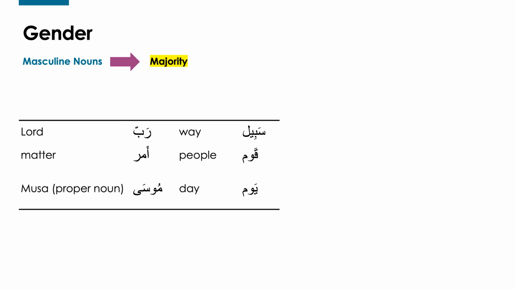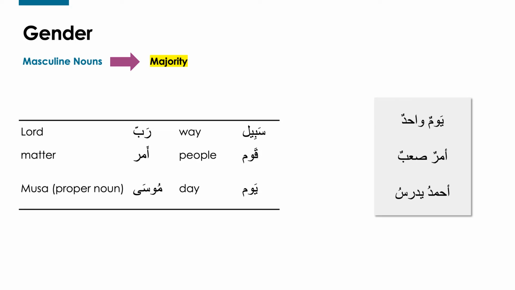So all the standard nouns like Rab, Amr, Musa, Yawm, Qawm, Sabil, all of these are masculine. So whenever you find a noun, it is masculine most of the time, unless it conforms to one of these rules that we are going to discuss, which makes it feminine. So the majority of the nouns are masculine. So what are the rules that make feminine nouns, or how do you identify feminine nouns? Let's look at the first rule. These are just some examples for sentences with masculine nouns.